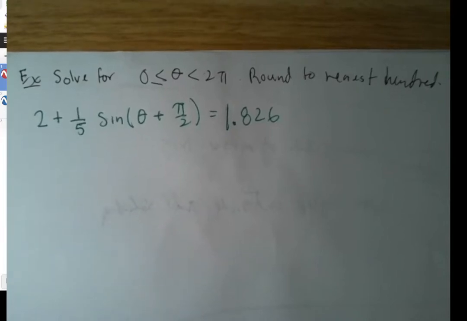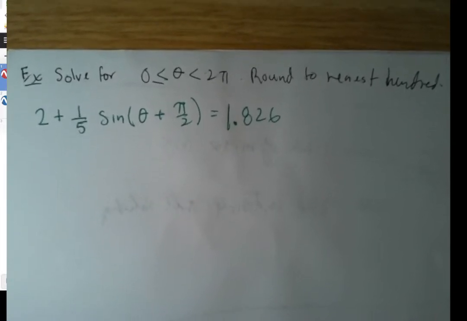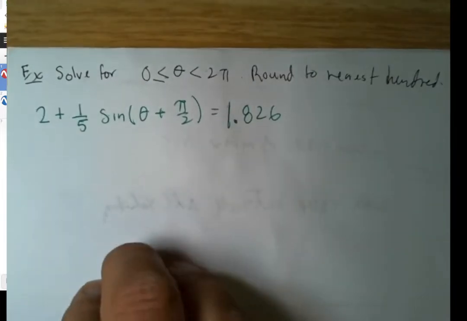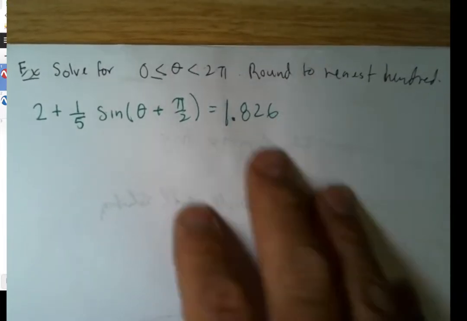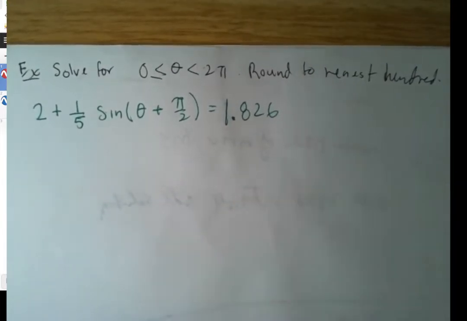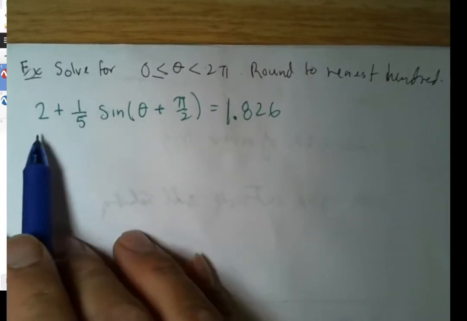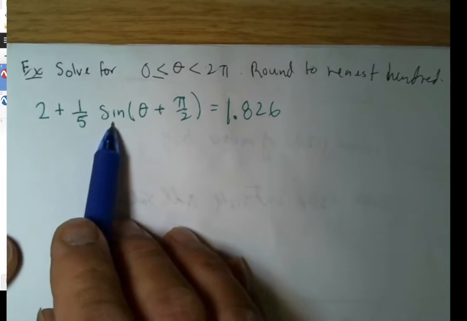Okay, so we're going to continue solving equations using our calculator. As you can see, these equations start to build in complexity, but it's still the same process. The goal is to get our trig function, in this case sine, equal to some real number. Now we have a 2 and then a 1/5 coefficient for the sine.